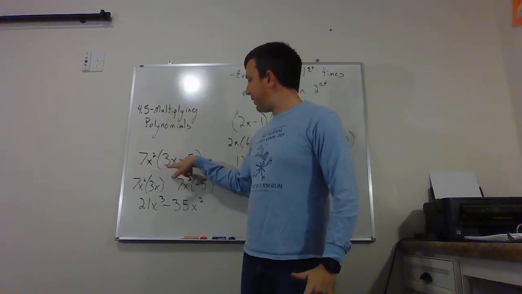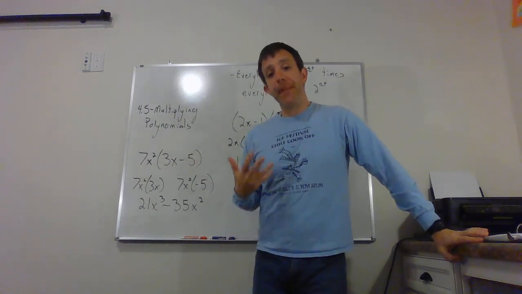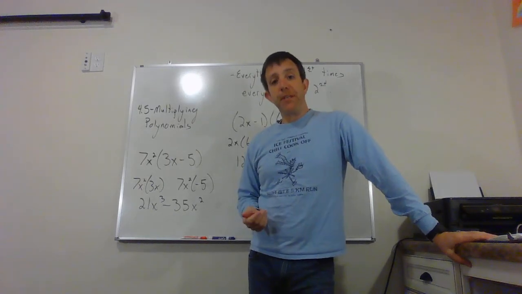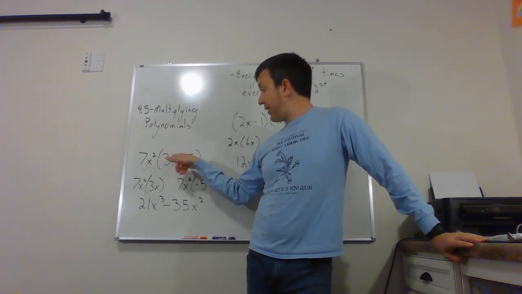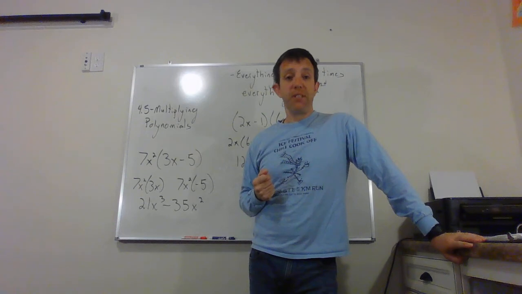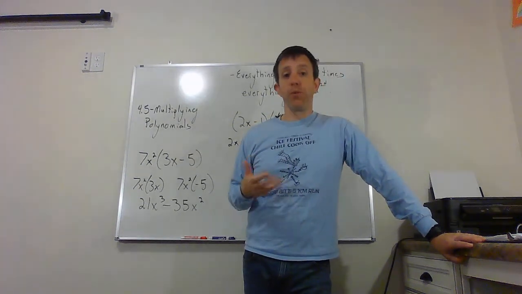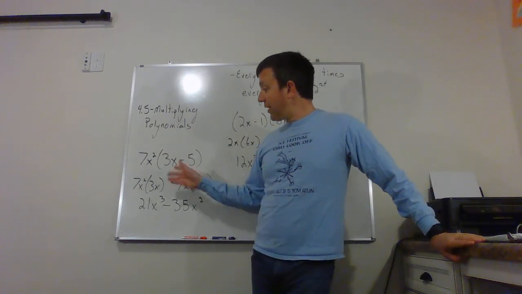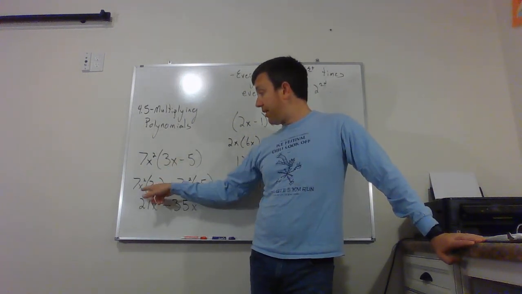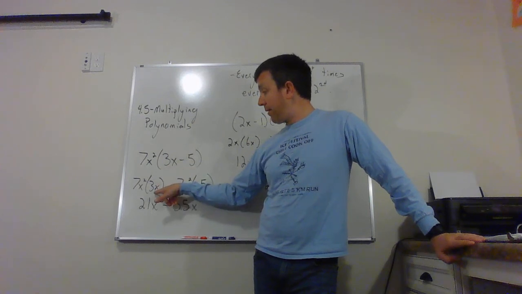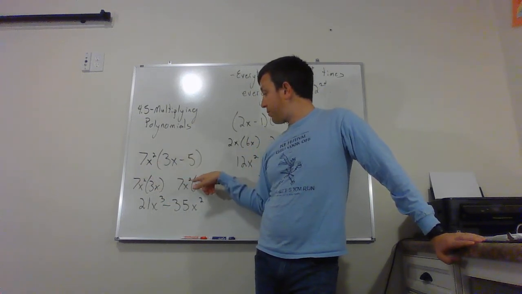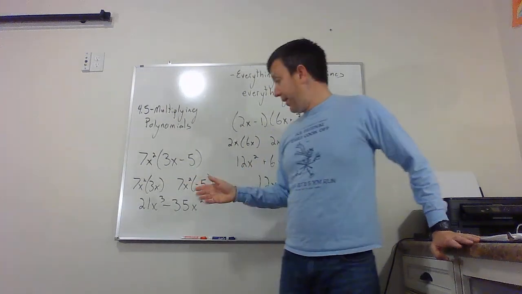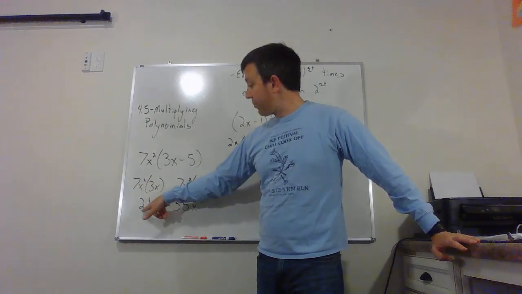I have 7x squared times a set of parentheses. Now, if we ignore that x squared, this would just be a distributive property problem. Take the 7 times both pieces. So, even with the x squared, that's all we're going to do. We're just going to distribute the 7x squared times both parts. So I like to write it out, all the multiplication. 7x squared times 3x, and 7x squared times, and I'm going to use the minus sign with the 5, times negative 5.